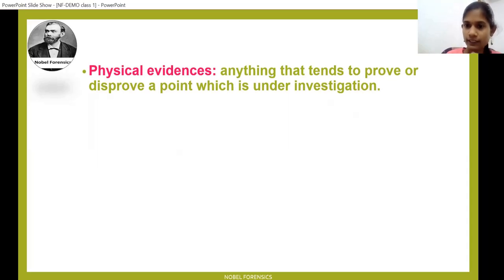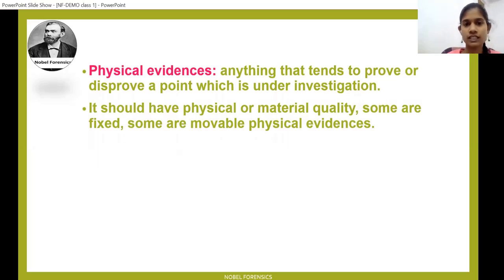Then if the suspect's blood DNA fingerprint is matching with the crime scene DNA fingerprint, then that physical evidence is proving a point under investigation. But if the suspect's blood is not matching with the crime scene blood, then that is disproving a point under investigation. That is, it can prove or disprove a point which is under investigation. That is physical evidence. Everything comes under physical evidence, but it should have some physical or material quality, like dimensions: length, breadth, depth.